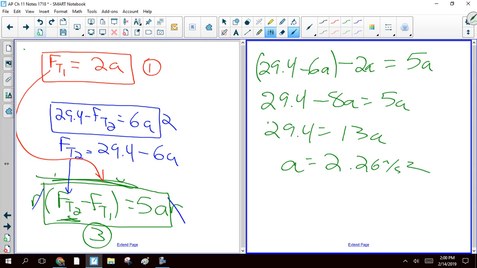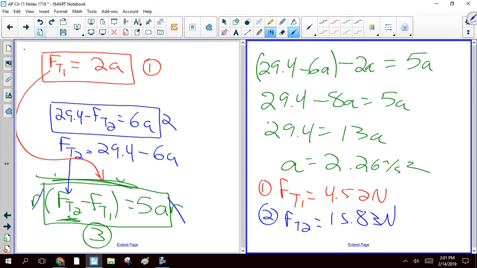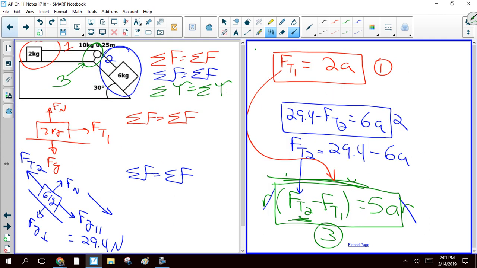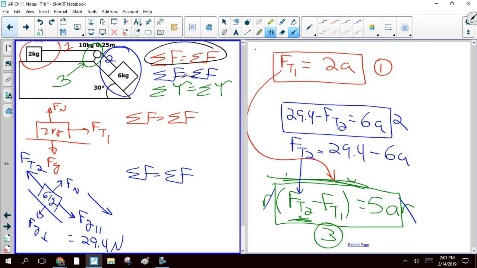Now you can plug back into equation number 1 to find out that the force of tension 1 is 2a, so that becomes 4.52 newtons. And you can plug into the other equation to find out the force of tension 2 is 15.83 newtons. Notice it's bigger, just like we thought it was going to be, to provide that torque. So that is how you do those problems. This trick of writing out a net force equals ma or a net torque equals I alpha equation for each component of your system is the jam. All right, there you go.